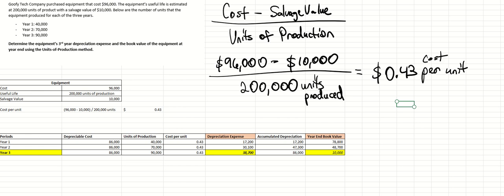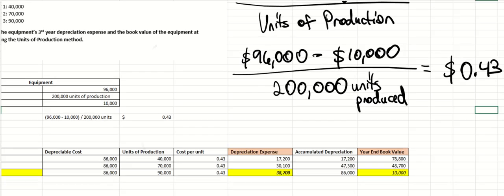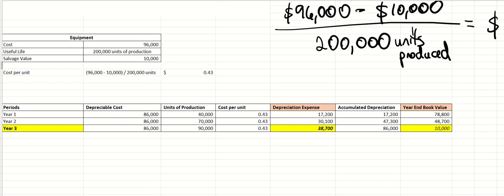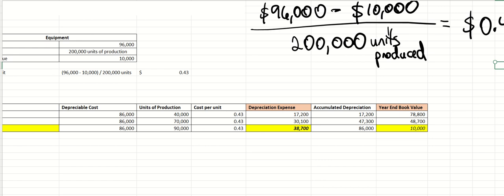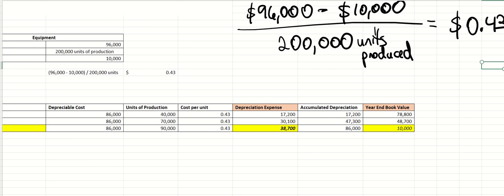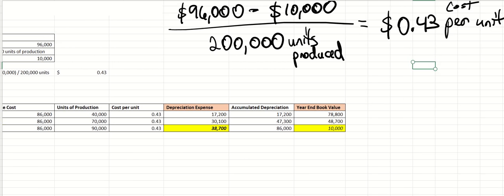So we're going to take this cost per unit and apply it to the units that were produced: 40,000 in year one, 70,000 in year two, 90,000 in year three. So year one, the depreciable cost is 86,000. That's taking the 96,000 cost and subtracting out the salvage value, because we can't depreciate below the salvage value. So 86,000 is the starting point. Then we have the units produced in year one, which is 40,000. The cost per unit is 43 cents, which is what we determined right here.